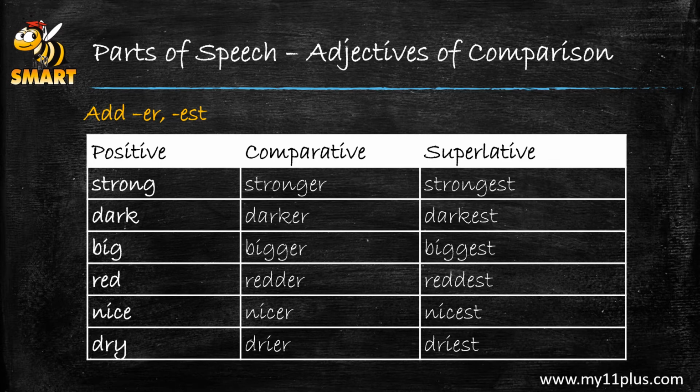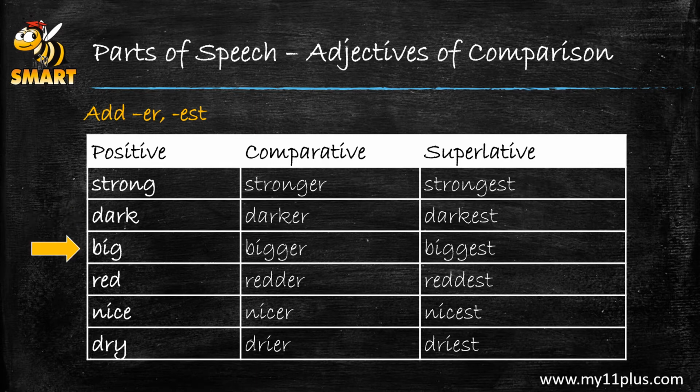So we're going to start by looking at strong. So the adjective strong, to form the comparative form of it, we would add er to the word, which gives us stronger, and the superlative one, we would add est to strong to give us strongest. And the same thing happens with dark, where we form darker and darkest.